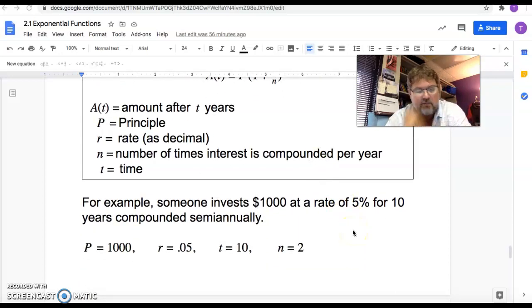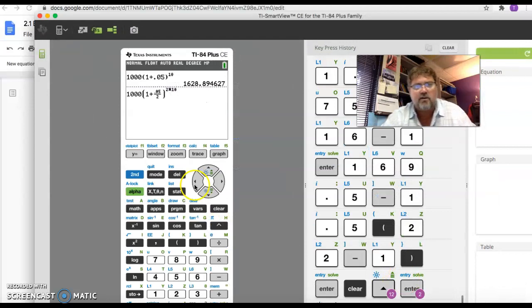I said, well, for example, someone invested $1,000 at a rate of 5%, and maybe it's for 10 years, compounded semi-annually. If you see semi-annually, they're talking about n being 2. Right? And we know t is 10 because that's your years. Your rate is 0.05, your 5%, and your initial investment is 1,000. So let me just show you how this looks in calculation terms. All right, so this would be without compounding. You'd have $1,628.89 after 10 years if you invested 1,000 at this rate.